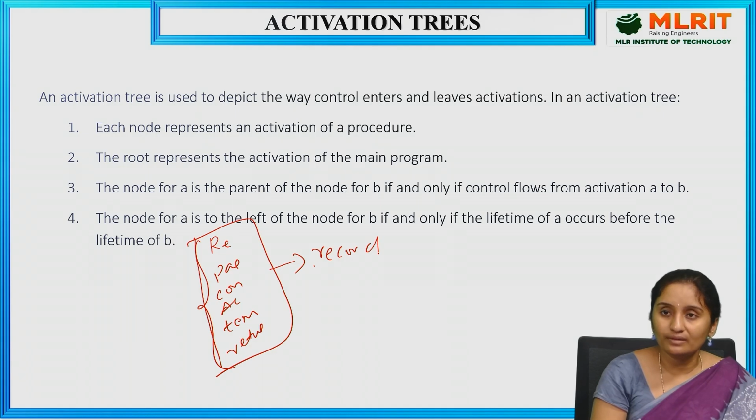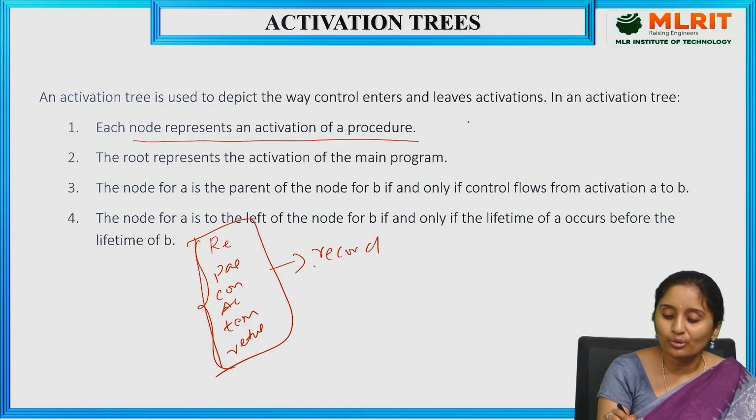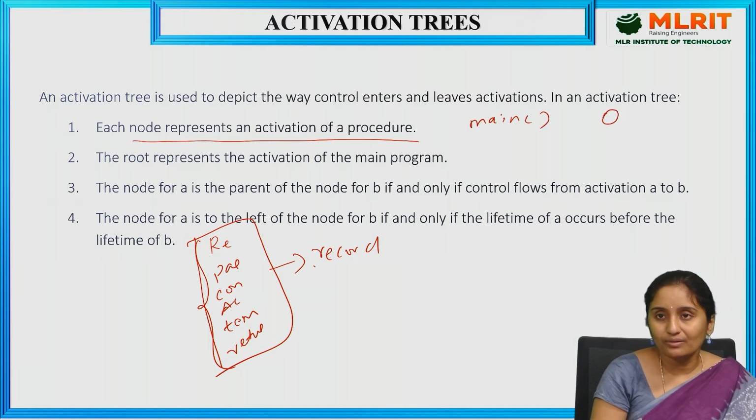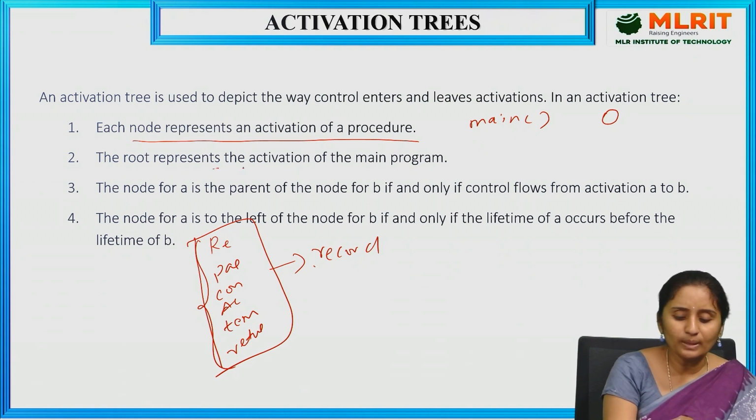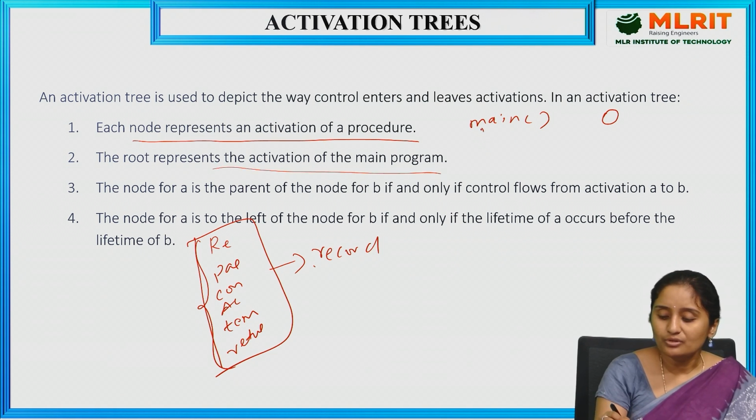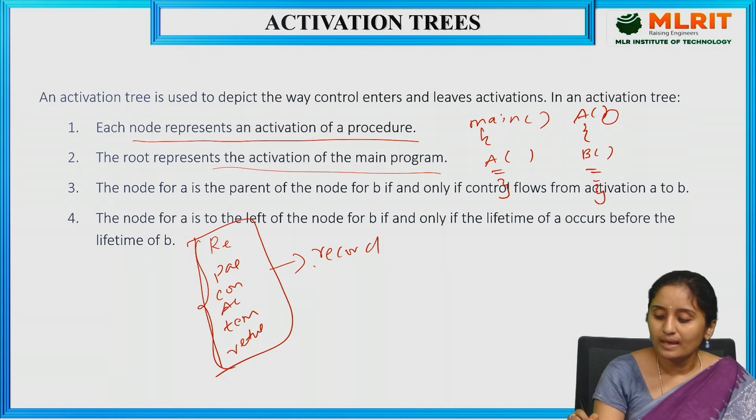Coming to activation trees, we are going to generate it in the form of a tree format. Each node represents an activation of a procedure. Main is one node, which generates one activation record, that is, an activation of a procedure. The root represents the activation of the main program. In the main program I have some statements, and again in the definition of A I have some B statements, and again in B I have some statements.